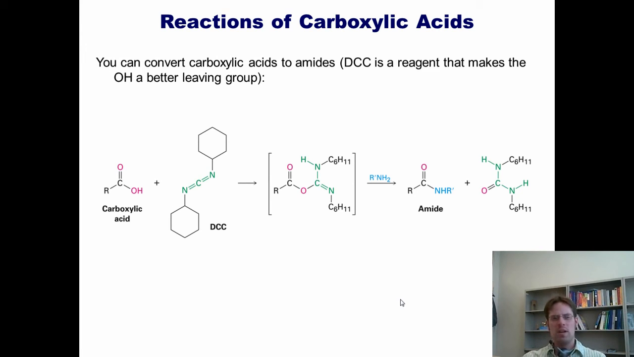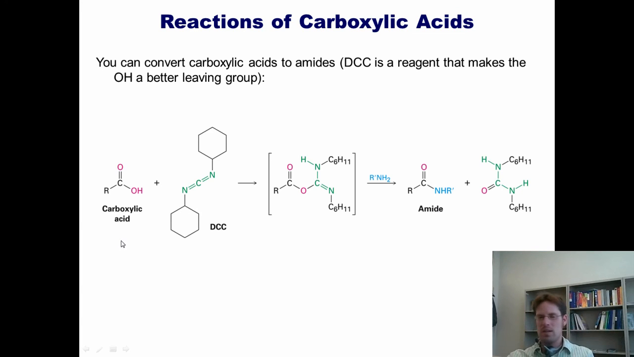A way of converting a carboxylic acid into an amide that is a little bit more efficient and easier is by incubating the carboxylic acid with this reagent called DCC. I am not going to require you guys to know the mechanism of this reaction at all. I just want you to understand that DCC does make an OH a wicked good leaving group. Thus, it makes it so that an amine can come in and kick off that OH even faster and better than it normally would.